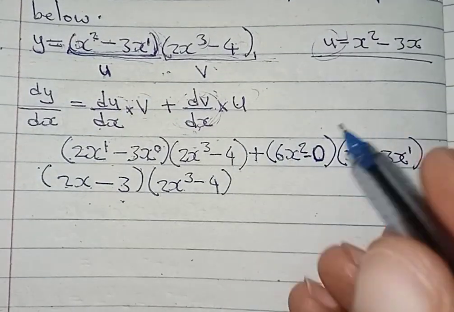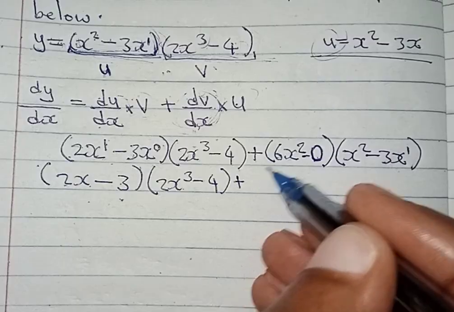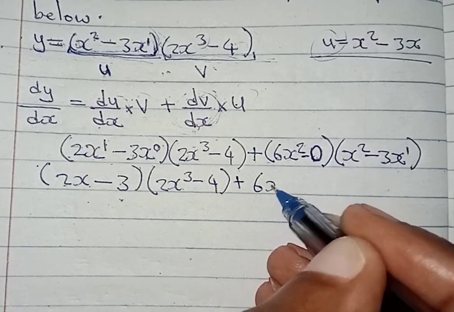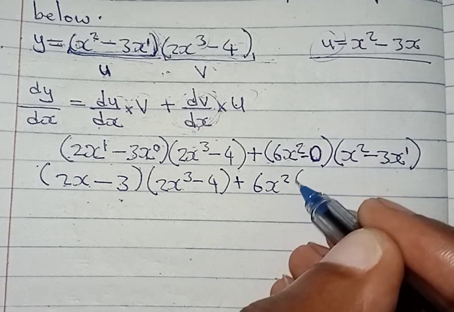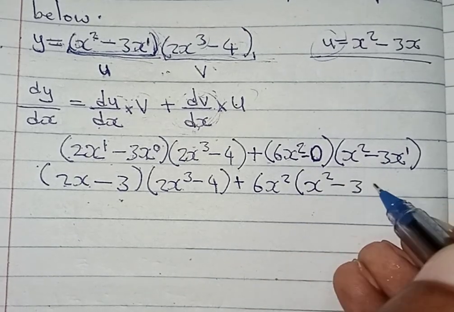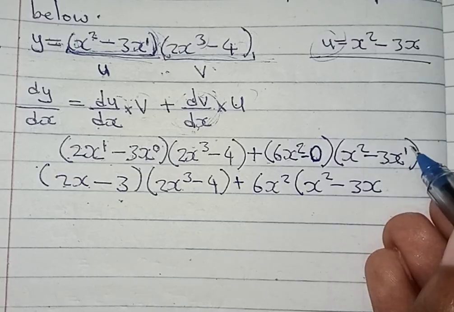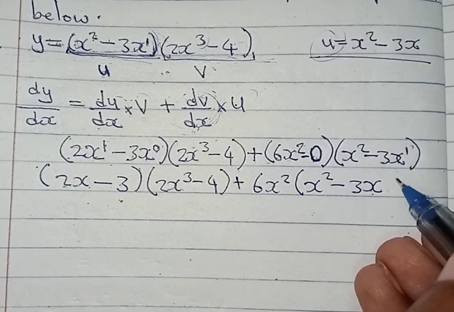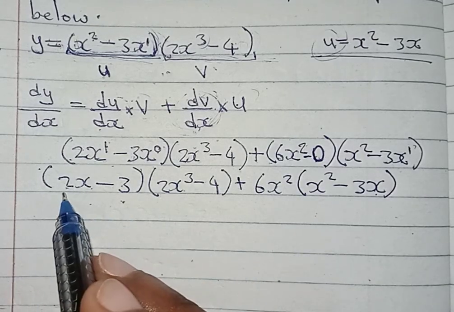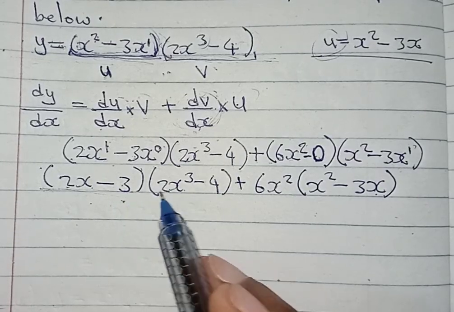On the other side, we simplify. We have 6x squared minus 0, we get 6x squared. Then open parenthesis, we have x squared minus 3x. X to the power 1 is better written as x, like that. Can we simplify this further? Yes, we can. So we multiply this and this.